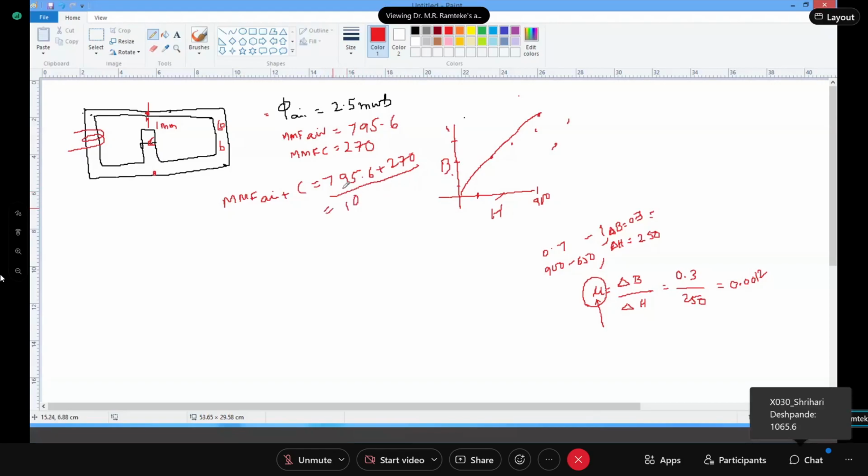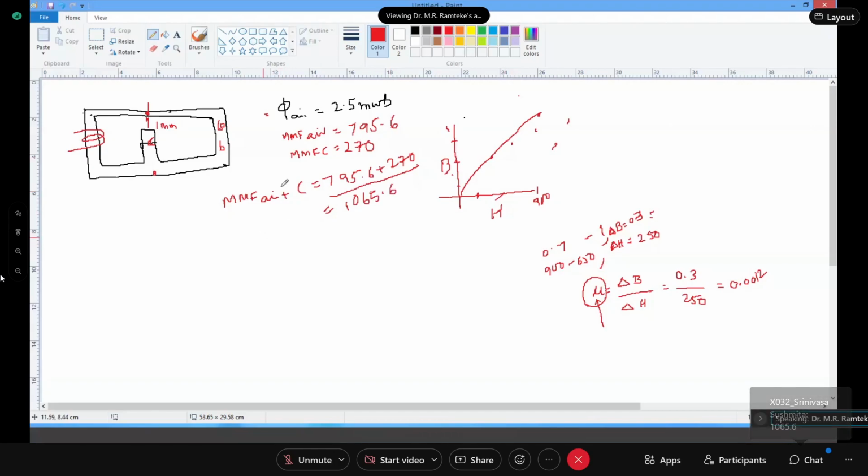How much does it come to? 1011, it may be. No, 800 to 70, so 1060, something like that. How much? 5.6. It's 1065.6. Okay, you got this.